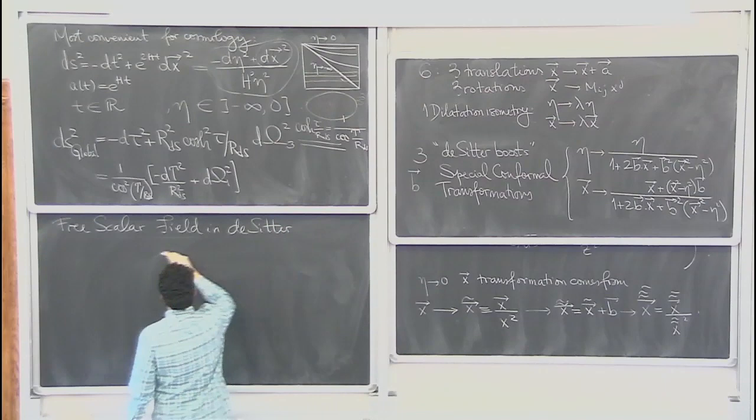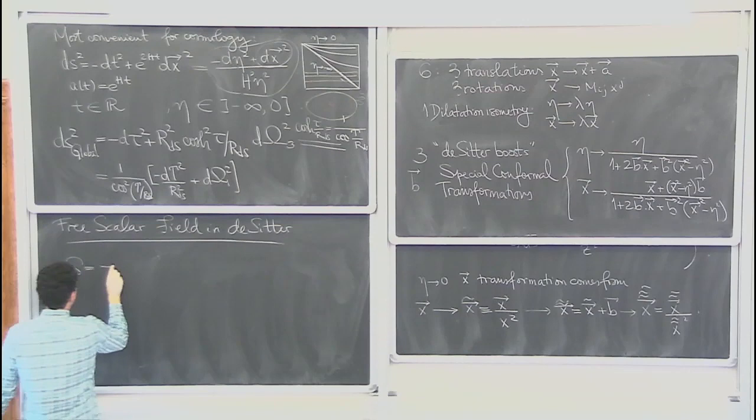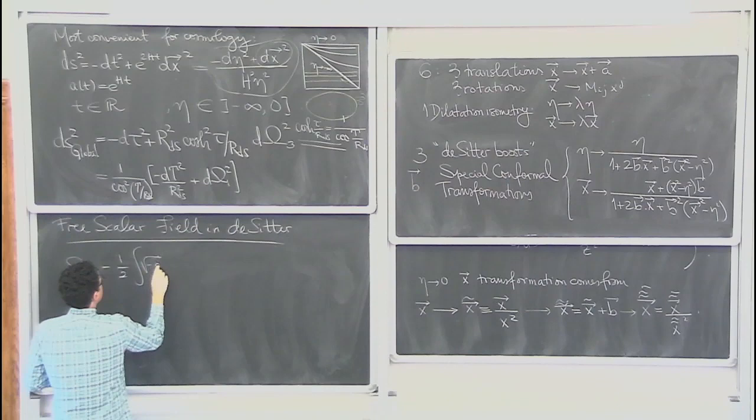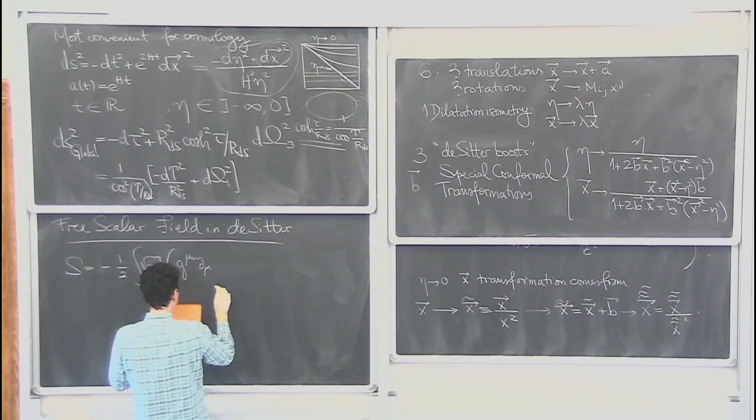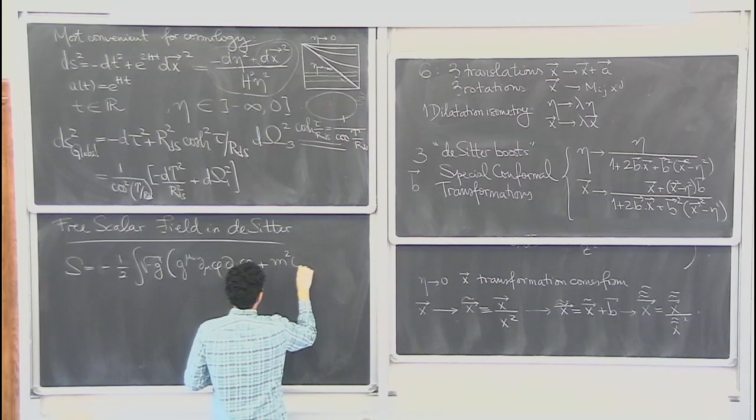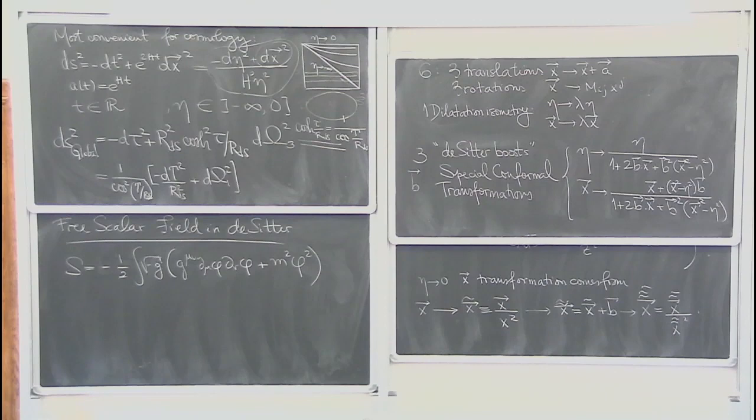So here's the action. Yeah, minus a half root g mu nu. Okay, so this is the action, and okay, so now you can go through the same story.